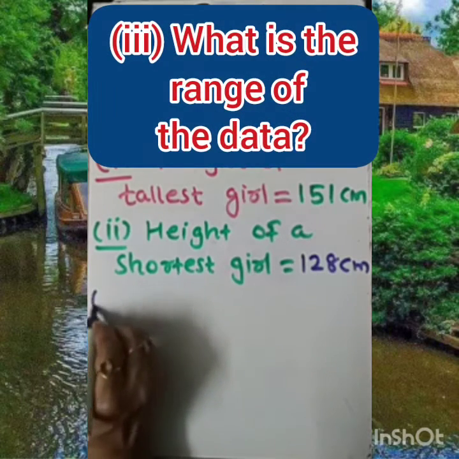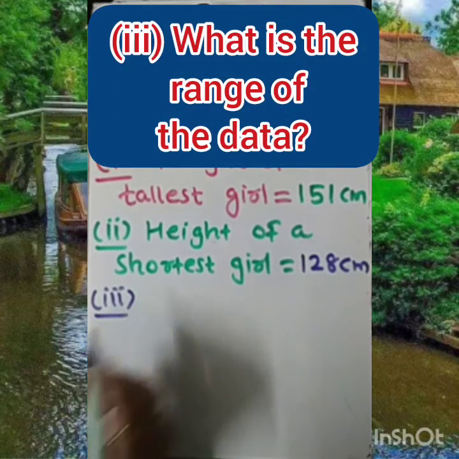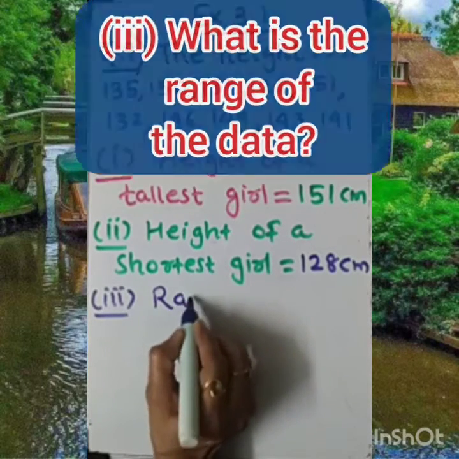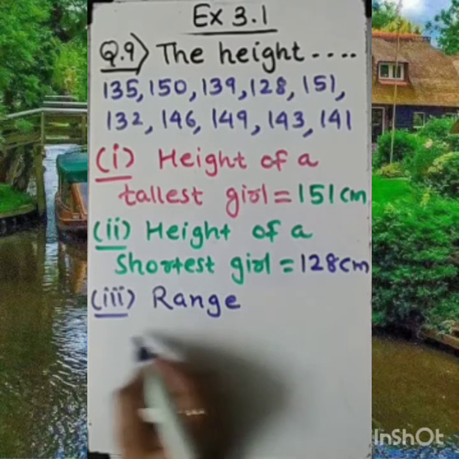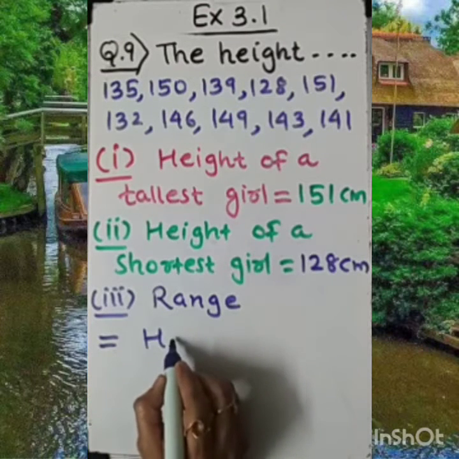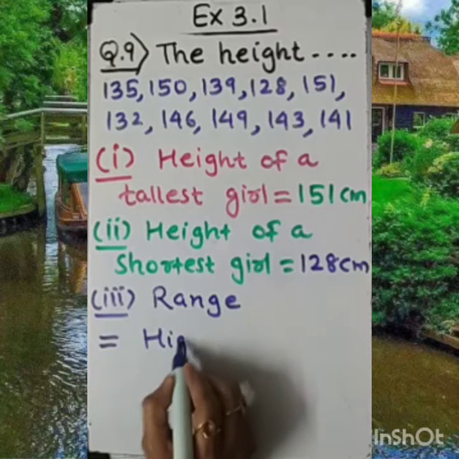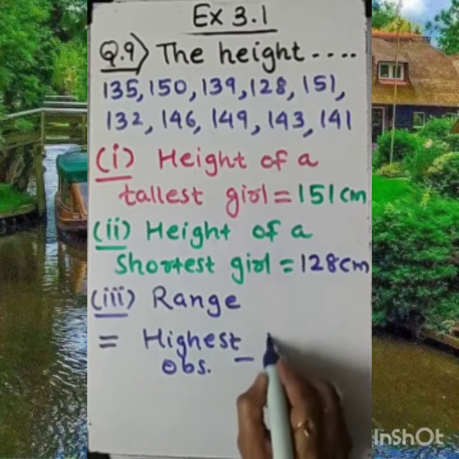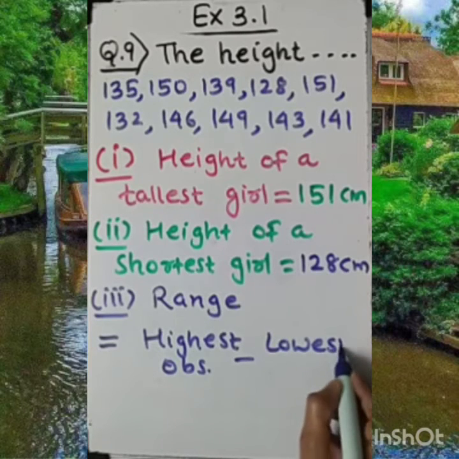What is the third question? Let's read. We are given: what is the range of the data? Okay, so we need to find the range. As we know, dear student, range is equal to highest observation minus lowest observation. Okay, this formula we know very well.